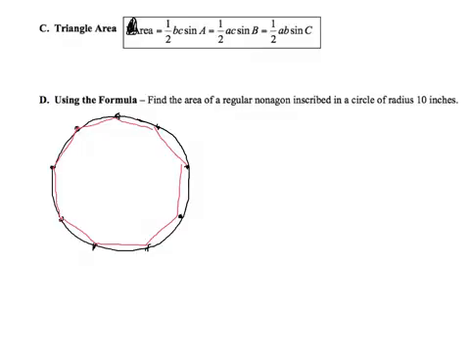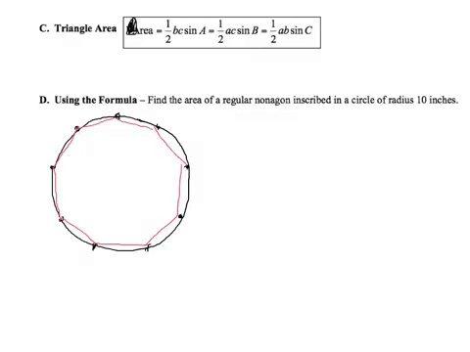So we have a regular nonagon. That is a polygon with 9 sides. All the sides should be the same, and that means all the interior angles are the same as well. And it's going to be inscribed, so it fits perfectly inside a circle with a radius of 10 inches. So I have a perfect nonagon and a perfect circle drawn right here.